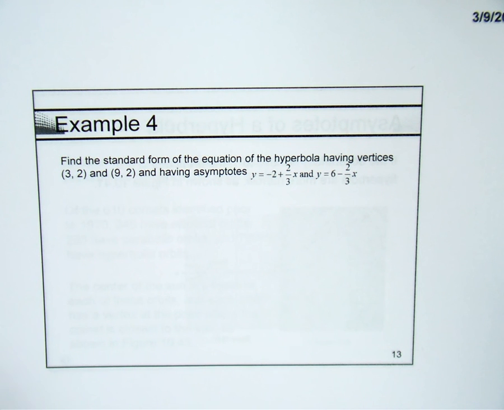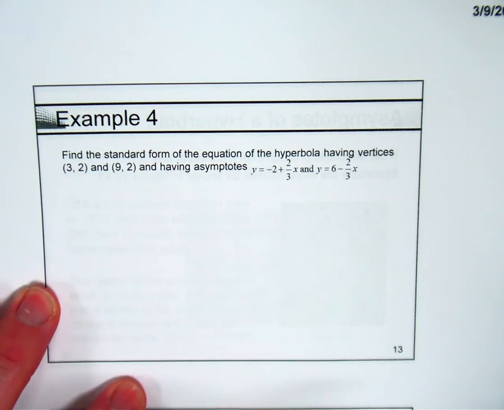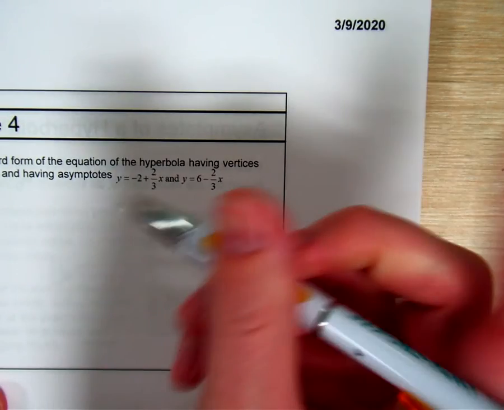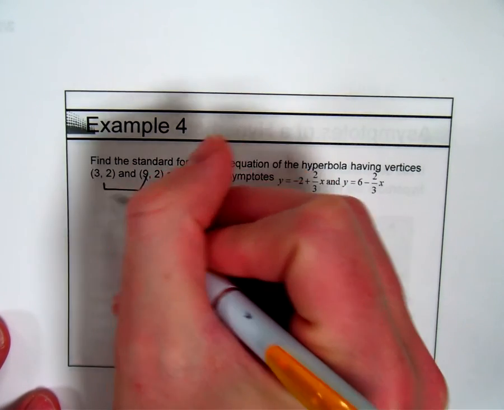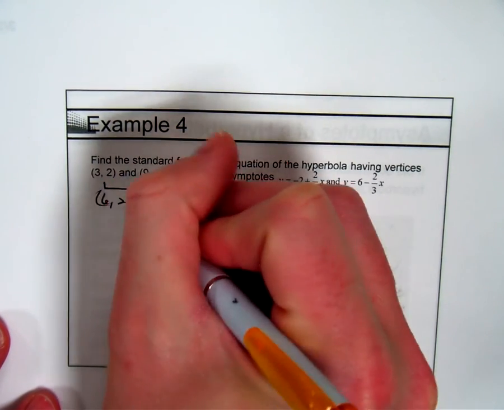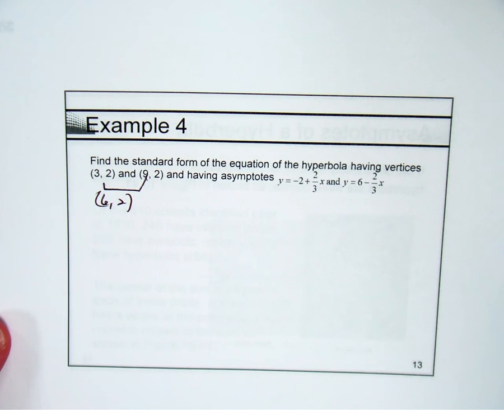So find the standard form of the equation of the hyperbola having vertices 3, 2, and 9, 2, and having asymptotes of negative 2 plus 2/3 x and 6 minus 2/3 x. So the key there is the slope. We got plus or minus 2/3 x. We'll see how that's going to help us out. So midpoint between these is going to be 6, 2. That's our center.